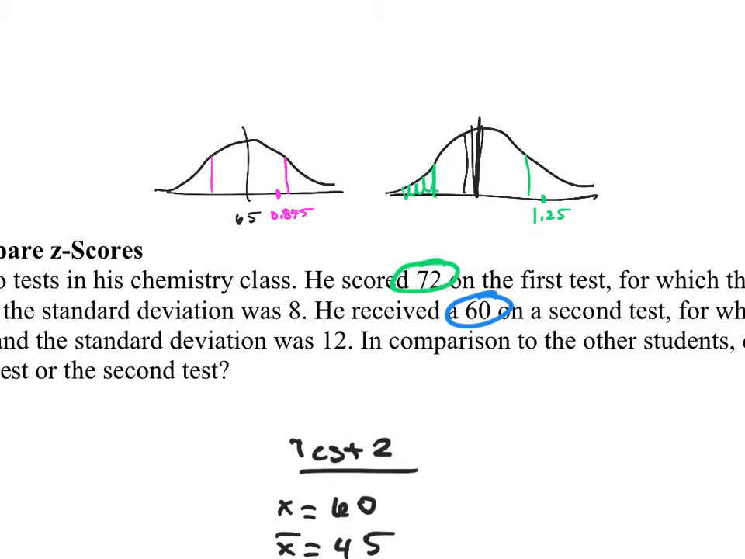So in the green one, in the second test, he scored higher than all of those people, whereas in the pink one, the first test, he only scored higher than this many people. So the idea is he scored higher than more people on the second test than he did on the first test because he has a higher z-score. With test scores, I guess it depends on what the test is, but on this test score in a chemistry class, you're looking for when did I do better than most of the students in the class? The answer would be test 2. Test 2 has the higher z-score, and I'm looking for the higher z-score in this example.